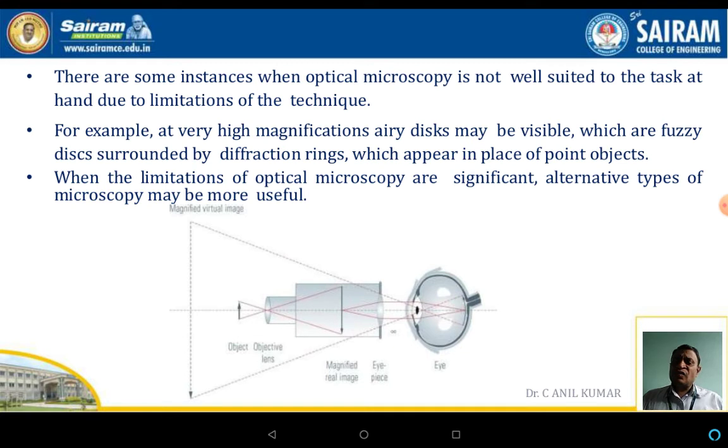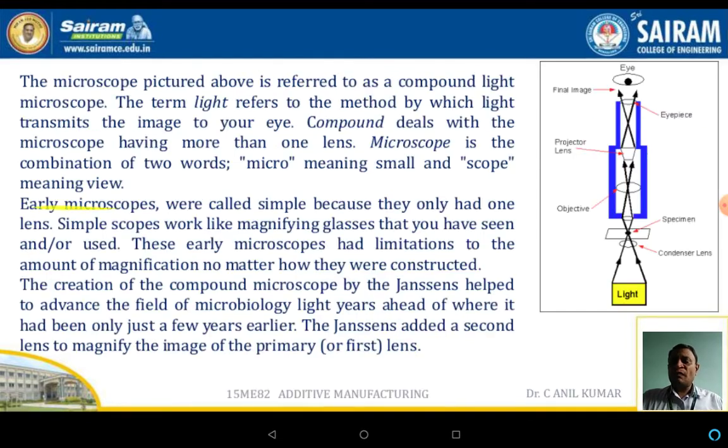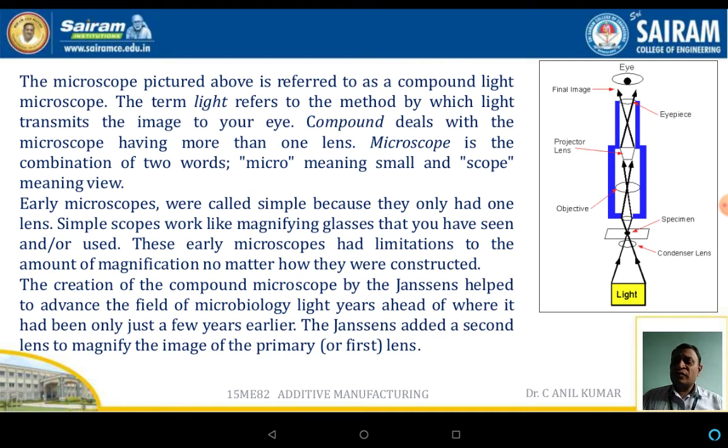There are some instances when optical microscopy is not well suited to the task at hand due to the limitations of the technique. For example, at very high magnification, Airy discs may be visible, which are fuzzy discs surrounded by diffraction rings that appear in place of point objects. When the limitations of optical microscopes are significant, alternative types of microscopes may be more useful.